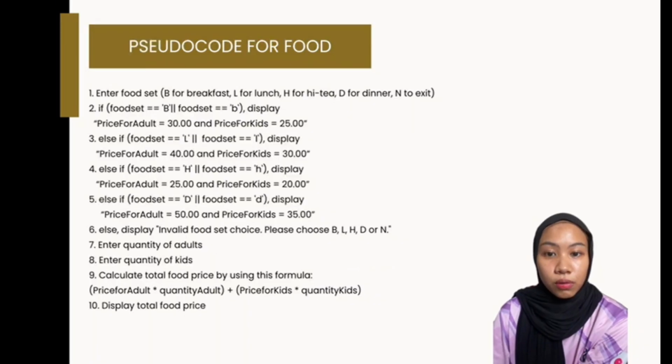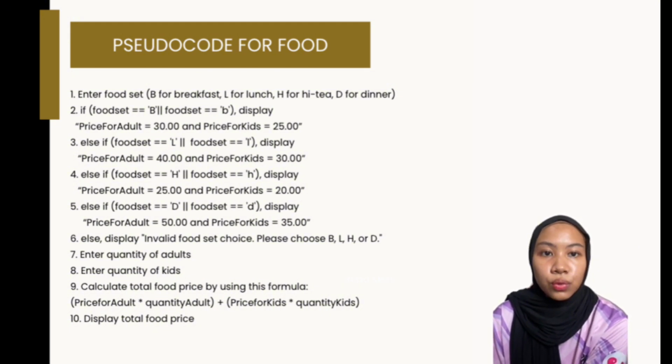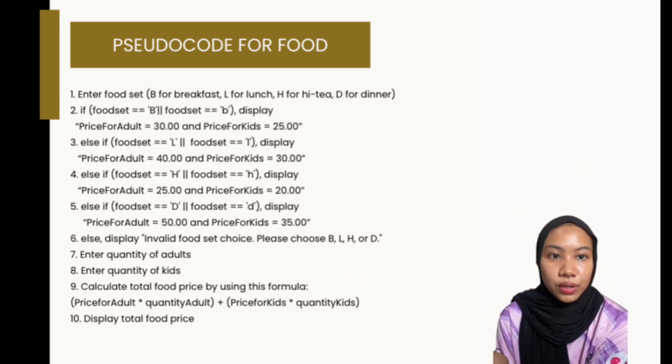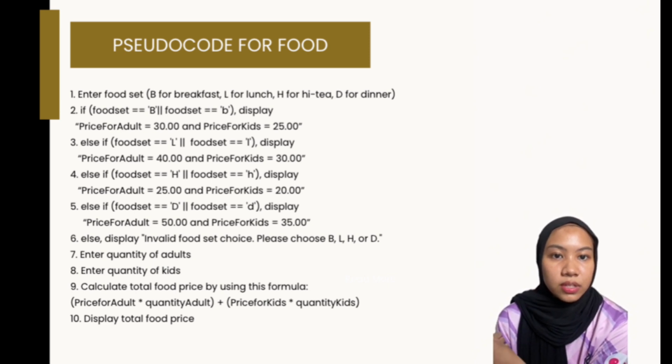Let's move on to pseudocode for food. First of all, we need to enter the food set. It should be either B for breakfast, L for lunch, H for high tea, D for dinner, or they don't want any food set. So for food set equal to uppercase B and lowercase b, it will display price for adult is 30 ringgit and price for kid is 25 ringgit. Next is uppercase L and lowercase l. It will display price for adult is 40 and price for kid is 30. For food set uppercase H and lowercase h, it will display price for adult 55 ringgit and price for kids is 20 ringgit.